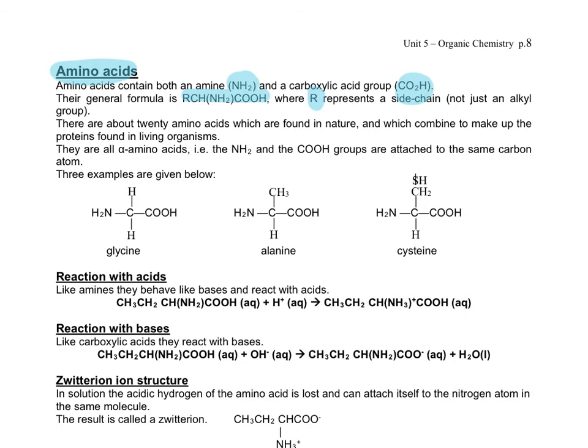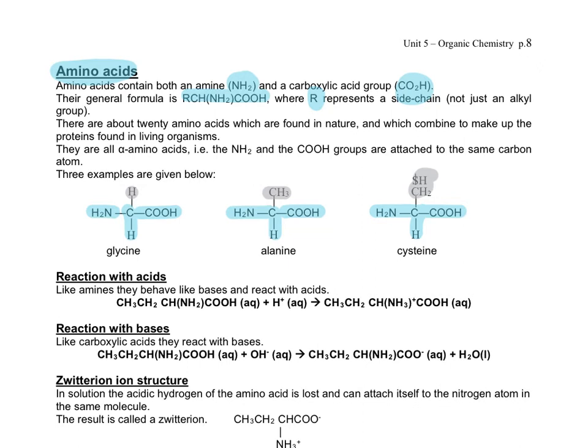So if we look at the example of glycine, there's your COOH, there's your NH2, there's your CH, and then our side group, the R, is just an H. In this example here, that's COOH, NH2, CH, and here the side group, the R, is CH3. Final example, cysteine, again, COOH, NH2, CH, and your side group is actually a CH2SH there.